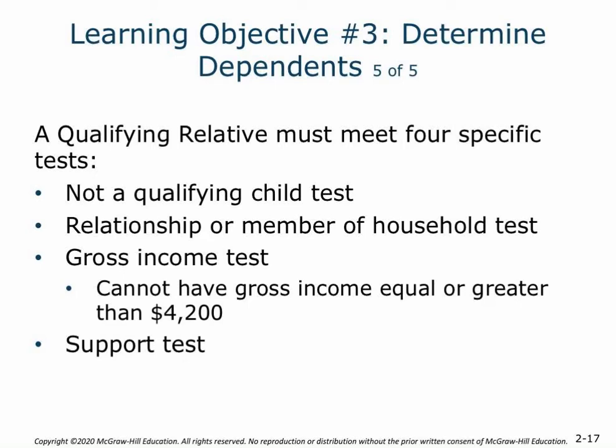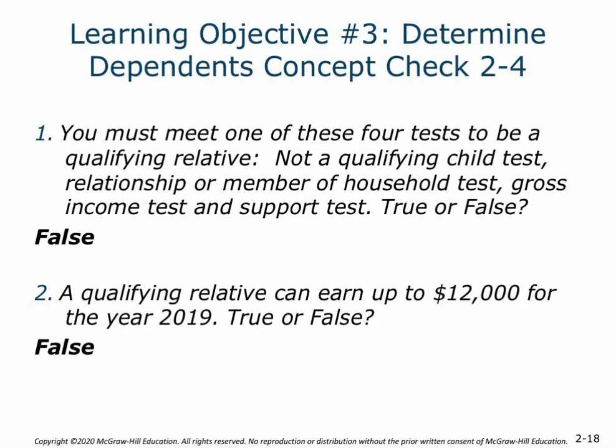The gross income test is also that the dependent must not have gross income equal to or greater than $4,200. And then the support test, again, is that the taxpayer must provide over 50% of the dependent's support. So let's take a look at the concept check.